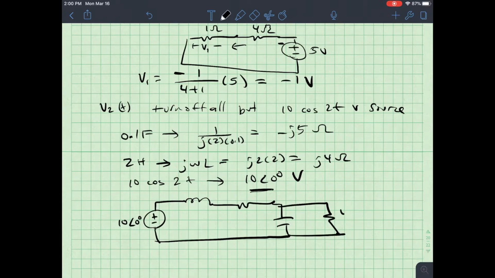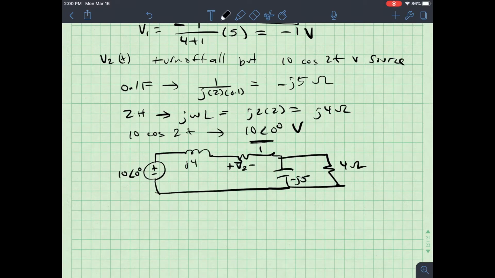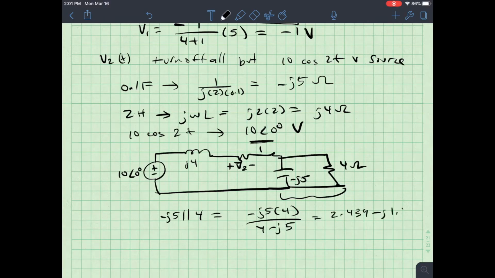All right, I've got 4 ohms, I've got negative J5, I've got 1, my voltage in the phasor domain, V2, is defined across my 1. I've got J4 there. I again want to be able to use voltage division. That would be fantastic, but in order to do that I need to combine negative J5 and 4 in parallel. So I've got negative J5 in parallel with 4. That's negative J5 times 4 over 4 minus J5, which is equal to 2.439 minus J1.951.